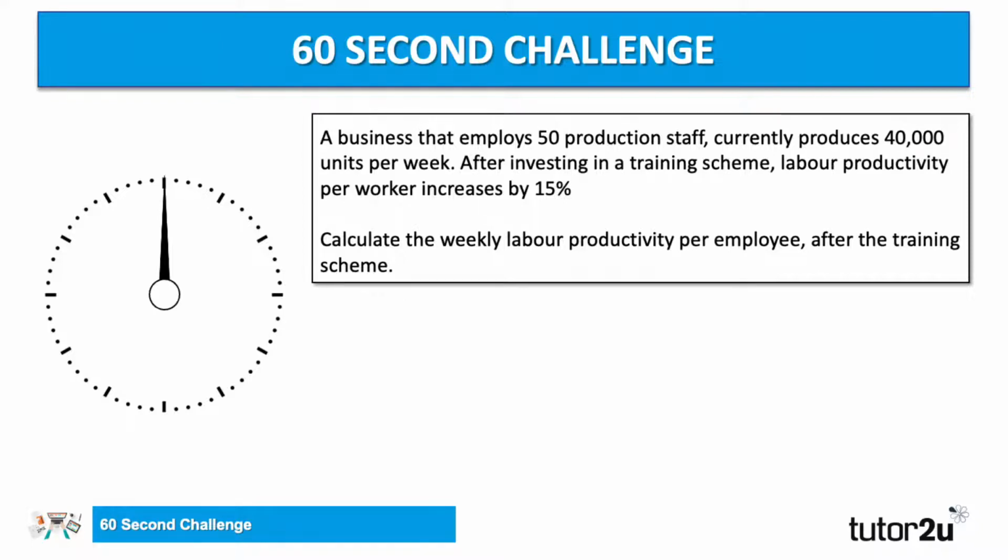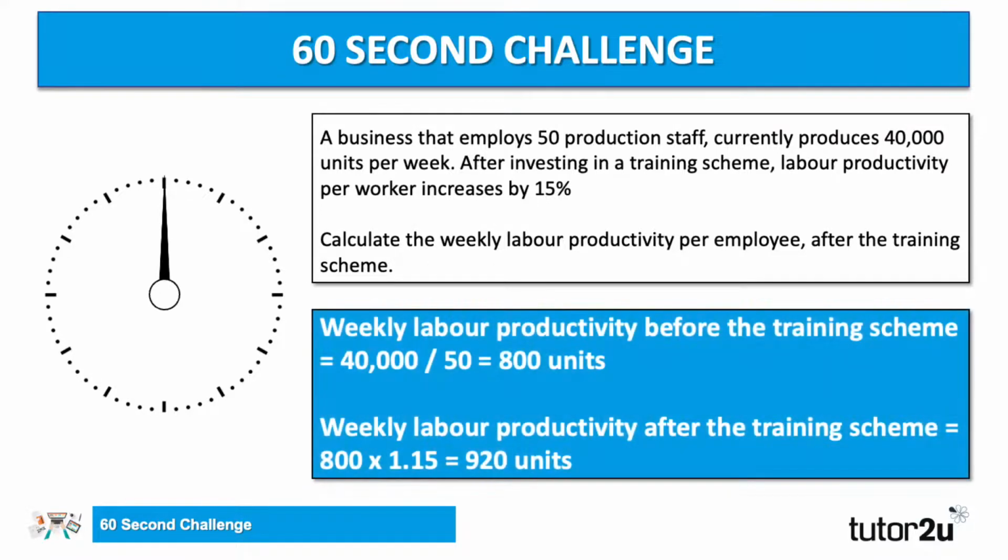So the business employs 50 production staff. They currently produce 40,000 units per week. After a training scheme, labor productivity increases by 15%. Calculate the weekly labor productivity per employee after the training scheme. The answer, as so many of you have already put in the chat window, is 920 units. As always, we've shown our workings, so let's look at how we got there.